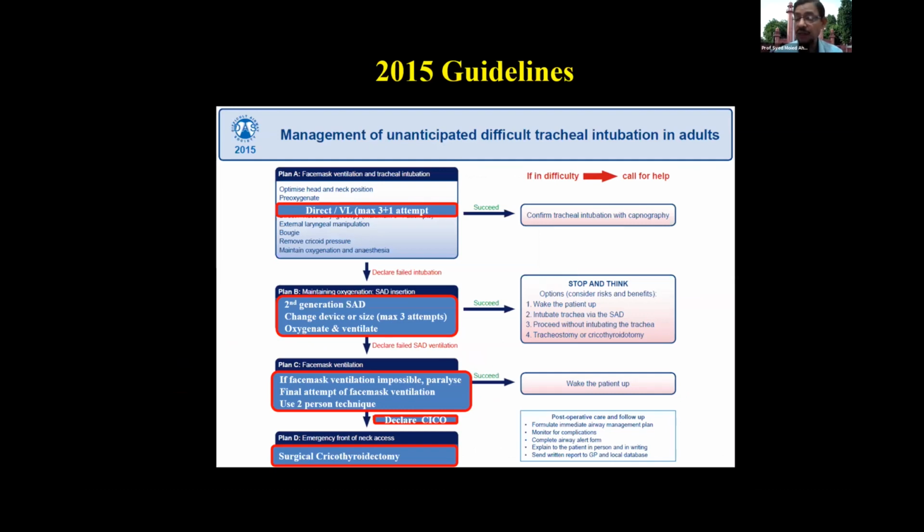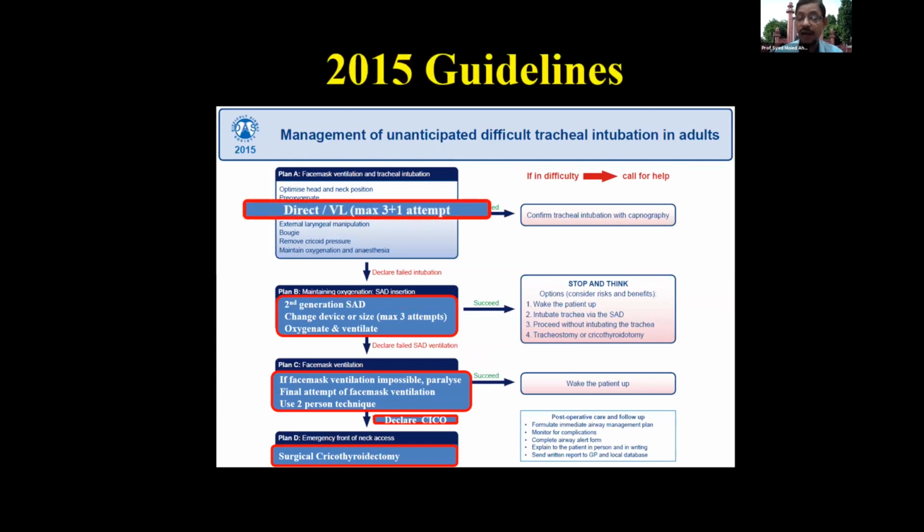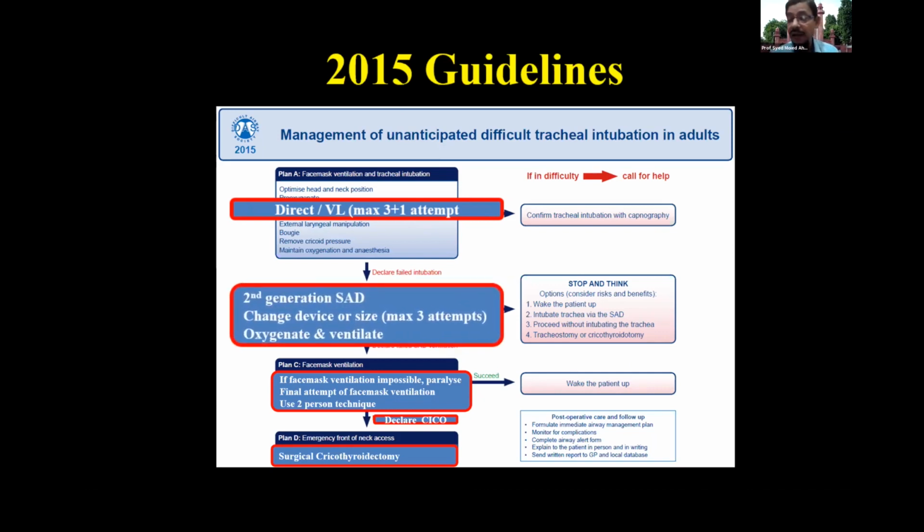In 2015, the Difficult Airway Society came up with a lot of changes in their existing guideline. They said that you can go for direct or video laryngoscopy a maximum of 3 attempts, but you can take a 4th attempt if you have a really experienced anesthetist. Secondly, for the first time, they removed ILMA or LMA, which was mentioned in the previous guideline, and came up with the second generation supraglottic airway device. This was because, meanwhile, a lot of supraglottic airway devices had come up, and second generations were there, which had a lot of advantages.